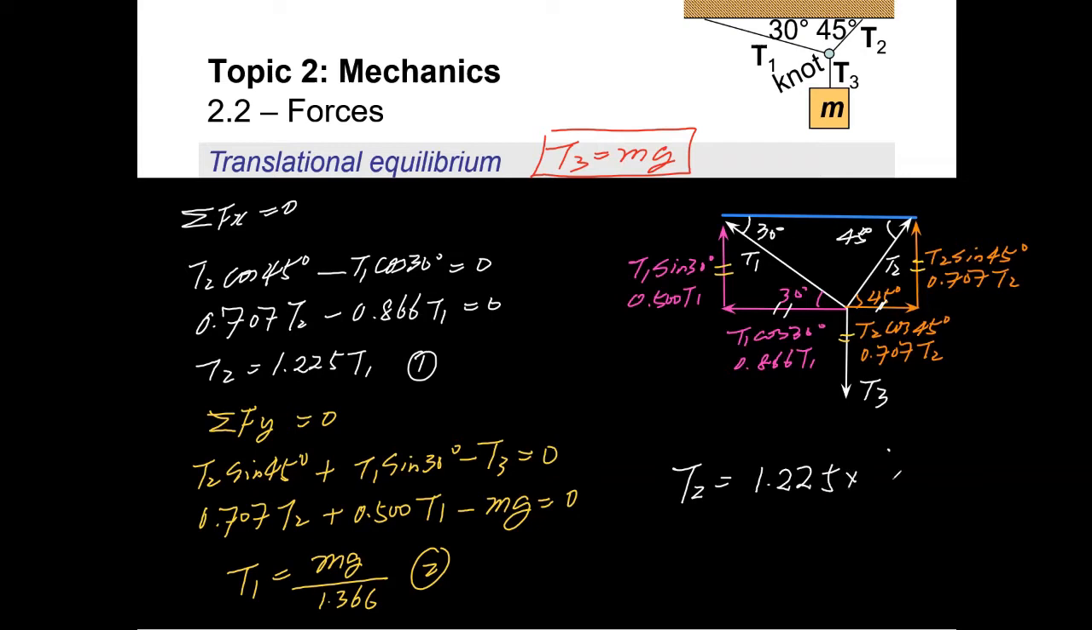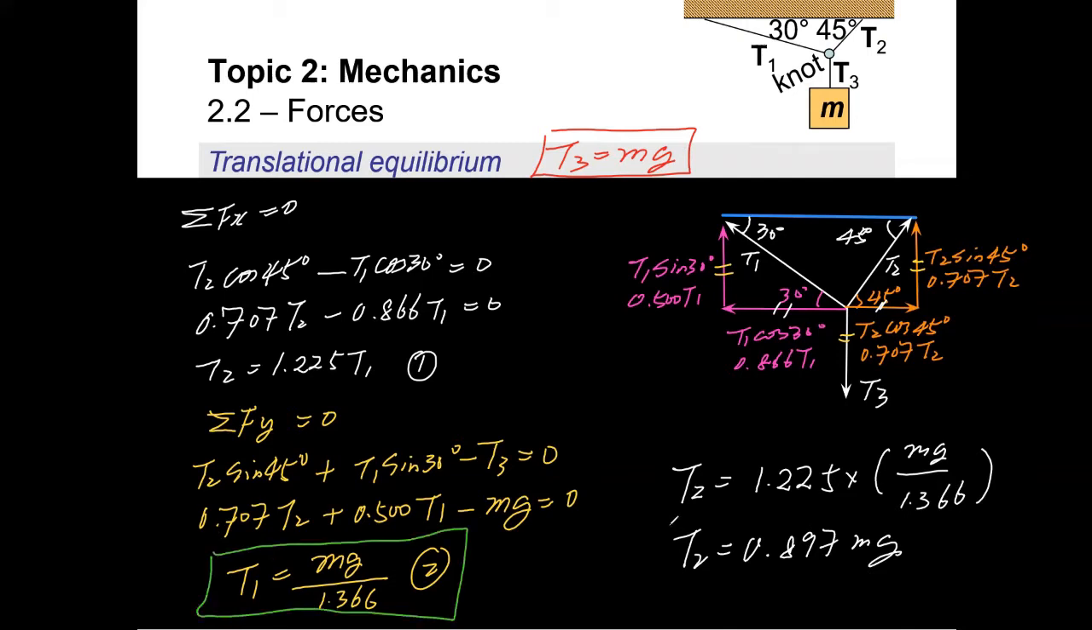Substitute equation 2 into equation 1, we get T2 equals 1.225 times T1, which is mg over 1.366, and T2 equals 0.897 mg. T1 is equal to this, and T2 equals to this, and T3 equals to this.